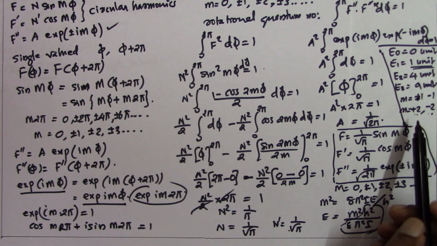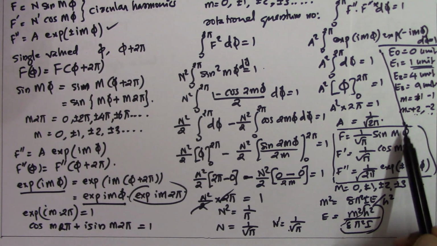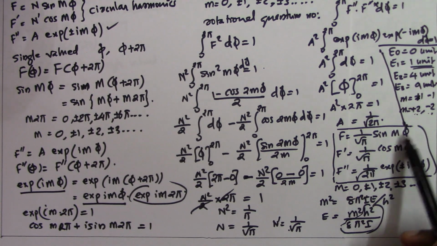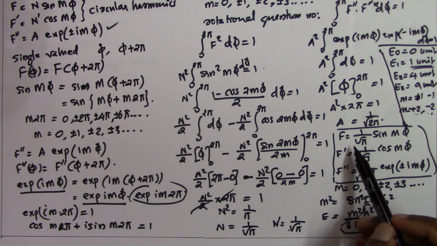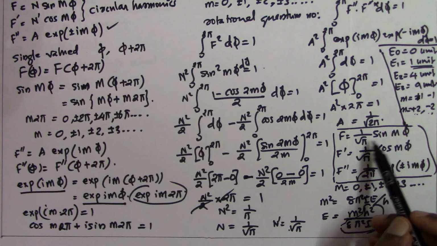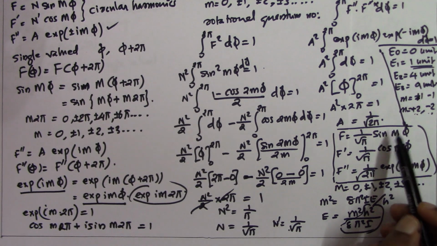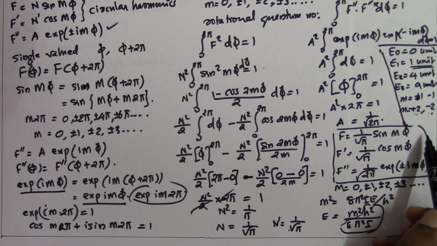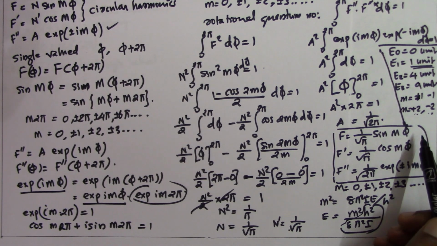But you have to remember that for m equal to plus 1 and m equal to minus 1, you will get completely different wave functions. For example, if m is equal to plus 1, you will get 1 by root pi sine m phi, and when m is equal to minus 1, it will be 1 by root pi sine minus phi. These are completely different wave functions, right?